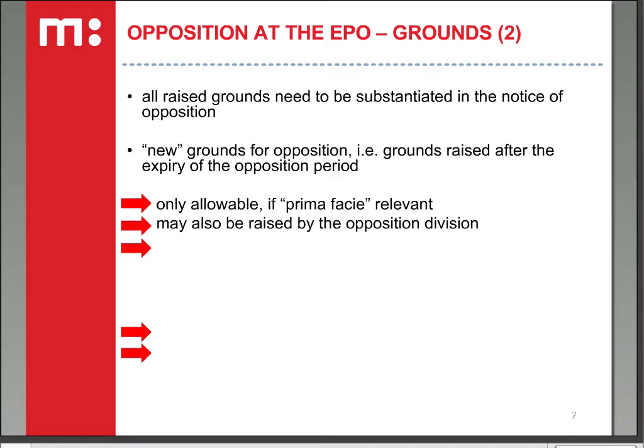The grounds which are covered by Article 100A, meaning lack of novelty, inventiveness, on the one hand, excluded subject matter and no industrial application, these are dealt with as separate grounds. So if you only substantiate and raise a lack of novelty, inventiveness, and later you find out that it's a complete software patent, you may have problems in getting that new ground allowed in the proceedings.